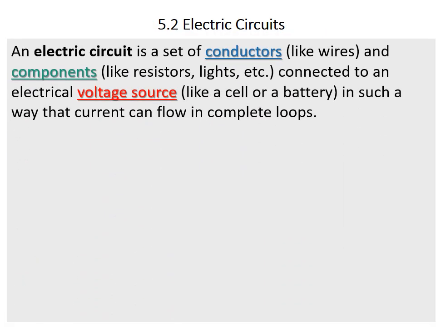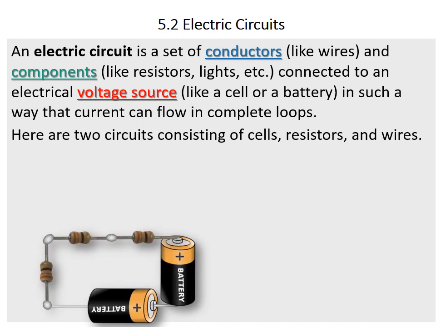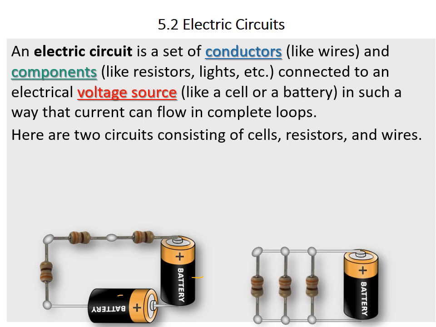An electric circuit is just a set of conductors like wires and components. It could be resistors, lights, LEDs, capacitors, connected to an electrical voltage source like a cell, also known as a battery. They're connected in such a way that this current can flow through all of these components in complete loops. Here are 2 circuits consisting of cells, resistors, and wires. One like this. I can see I have 2 cells, battery 1, battery 2, and 3 resistors. And I can have a battery with 1, 2, 3 resistors wired like this.